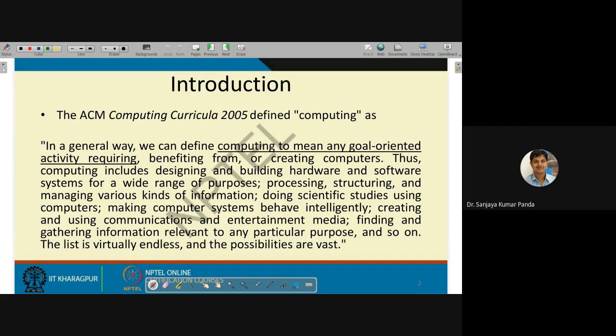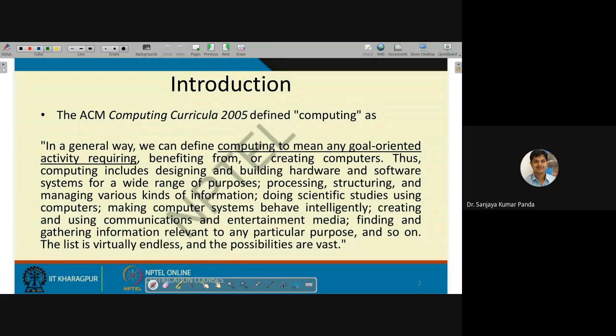So if you want to do any goal-oriented activity, this is also a goal. Our goal is to predict the temperature, or the humidity, or whether there is rain or not at a particular location. Such work, if you want to do it, we perform through some computation. It is benefiting from or creating computers.